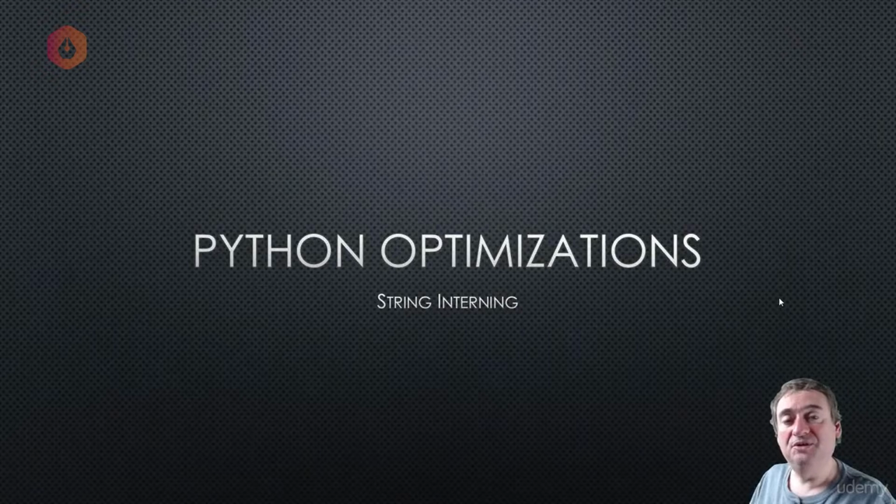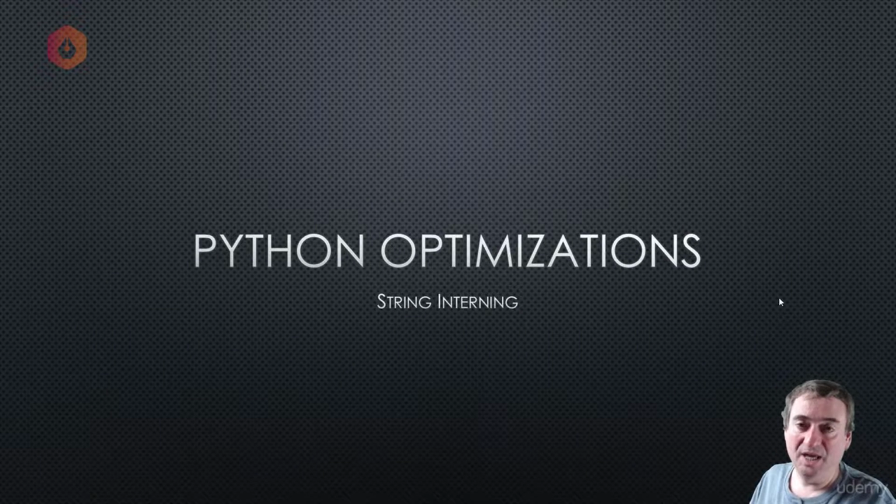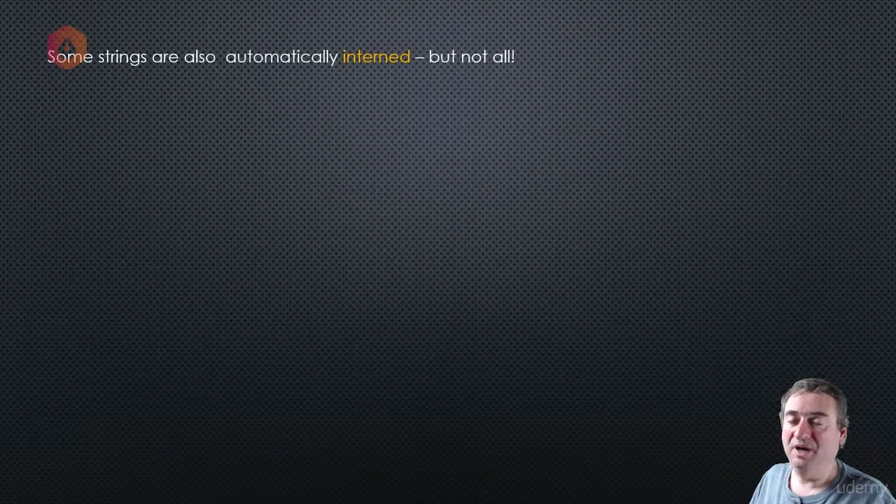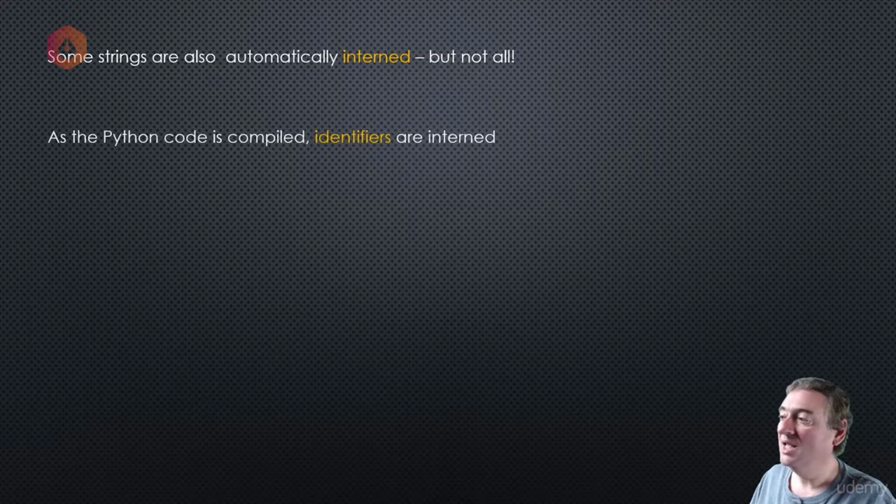Hi, and welcome to this video that continues our series on Python optimizations. In particular, we're going to look at something called string interning. Now, we've seen interning before. We saw that in the last video, and we saw that Python automatically interns a certain range of integers. But some strings are also interned by Python, but not all. And that's really important to understand, that not all strings are interned.